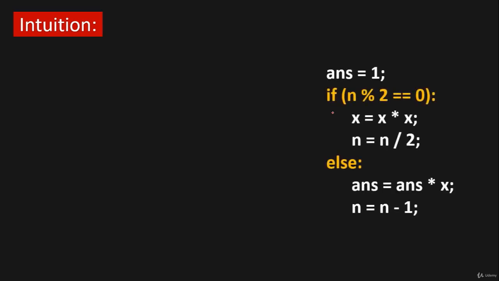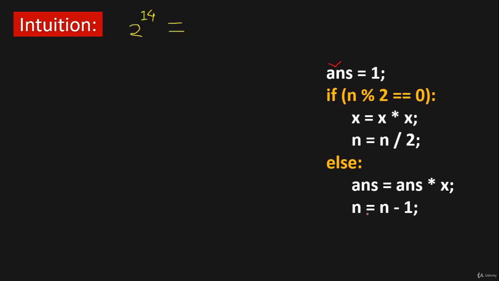Now, how can we solve this problem? Let me go through the intuition for this problem. This is our algorithm to solve this problem. We have answer equals 1. This answer variable will hold our answer. Then we're going to check if n is divisible by 2, then we will multiply x with x, assign that to x, and then divide n by 2. If n is not divisible by 2, then we will do answer equals answer times x and n equals n minus 1. Don't worry if you don't get it. Let me show you how it actually works.